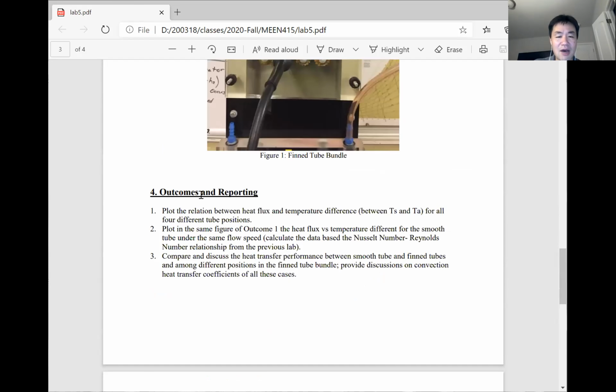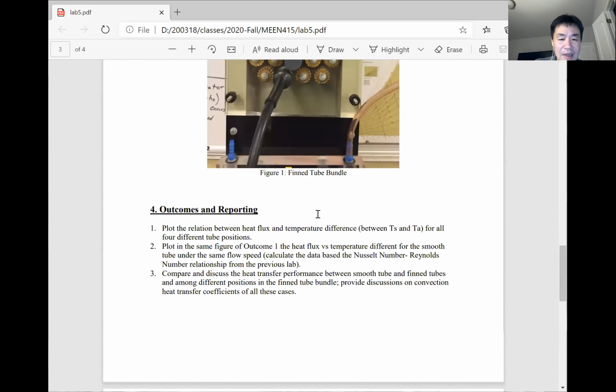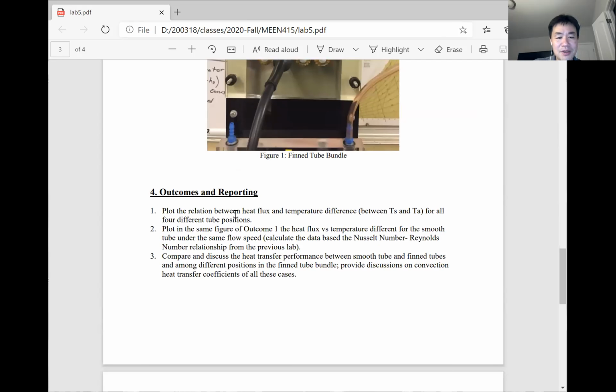Okay, let's look at the outcome and the reporting. Plot the relation between the heat flux and the temperature difference, Ts and Ta. So in a sense, you will have a plot. The vertical axis will be... okay, let me switch my screen and draw on the whiteboard.